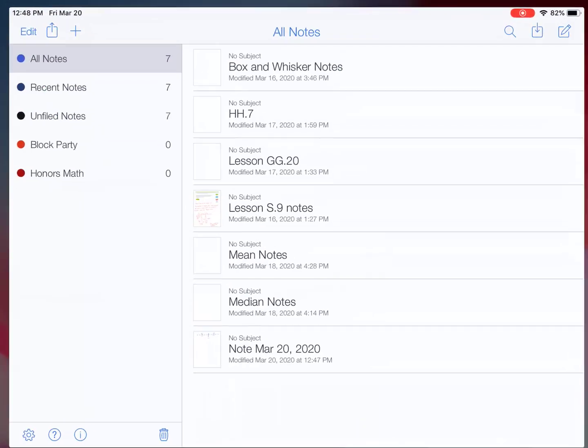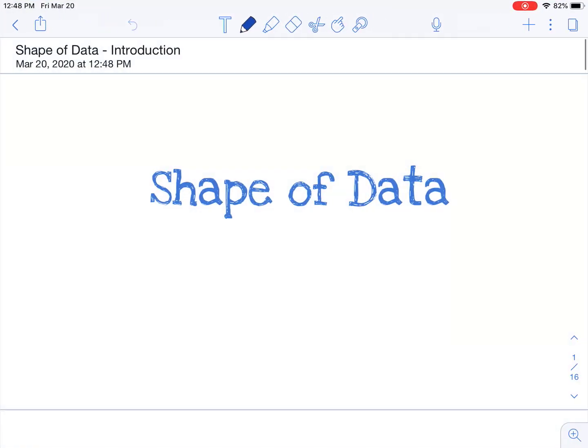We're going to review a little bit about shape of data. And I know we looked at this in the classroom before we were dismissed for this virus. So I just want to take a second and go back over it because I'm going to give you an assignment about it and also about dot plots. So this will cover both things.